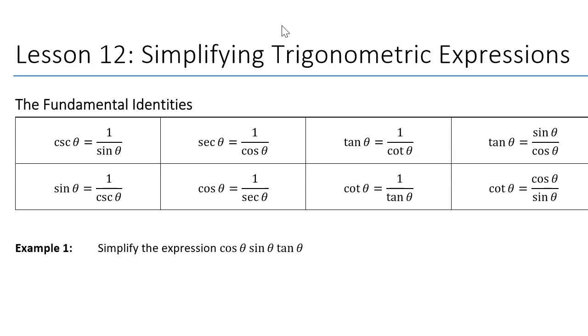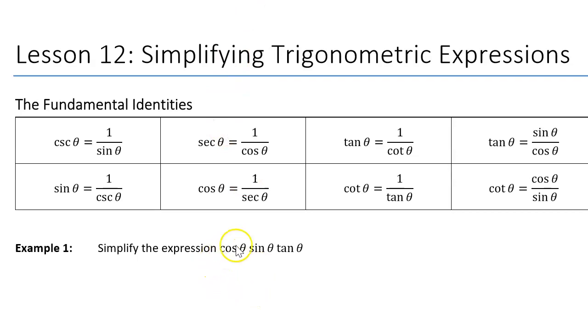These identities are provided to you on your formula sheet that we will continue using. I will send out an updated PDF of that sheet to you through Canvas. So with identities and simplifying expressions, we're basically looking to replace terms or factors with alternatives that allow us to simplify. Let's take a look at example 1.